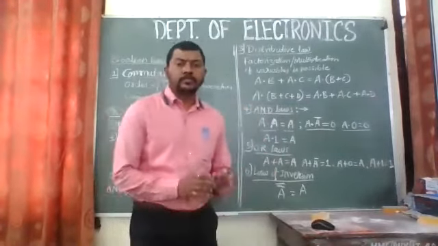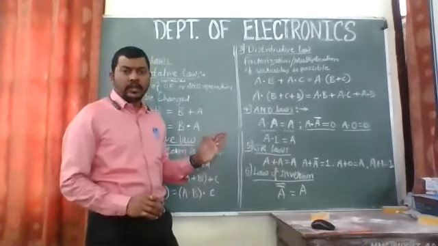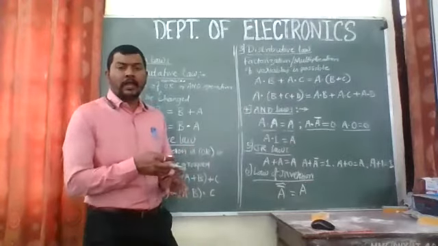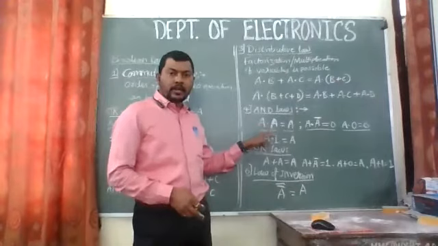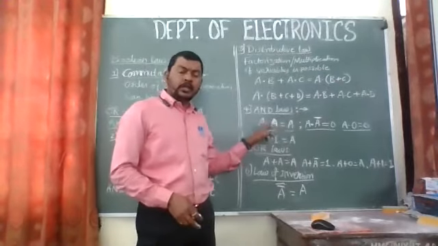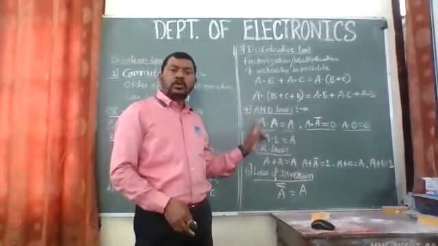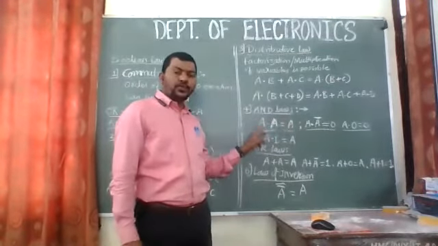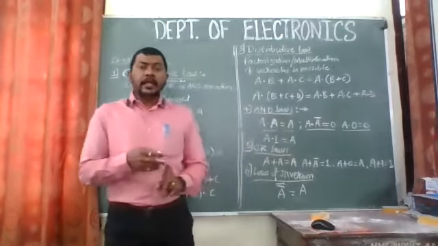So in AND laws, what is there? In AND laws, we have four laws, right? We have to multiply the variable with the same variable, that is A dot A. So A dot A is A. What it implies is, if you put A as 0, then the output will be 0. If you put A as 1, the output will be 1. So A dot A is equal to A.